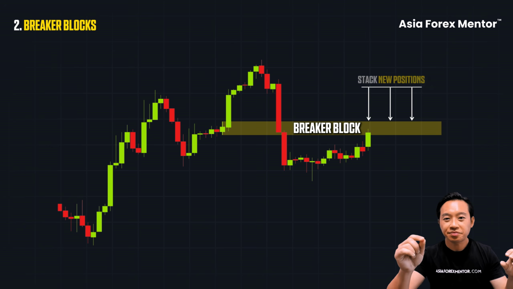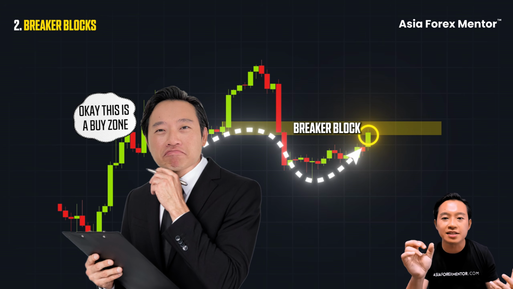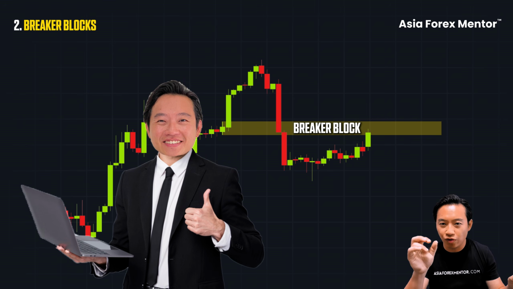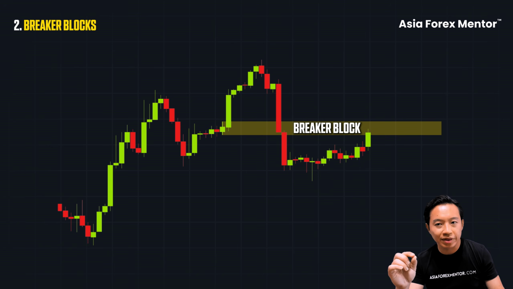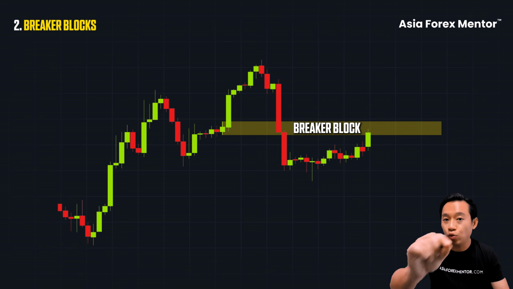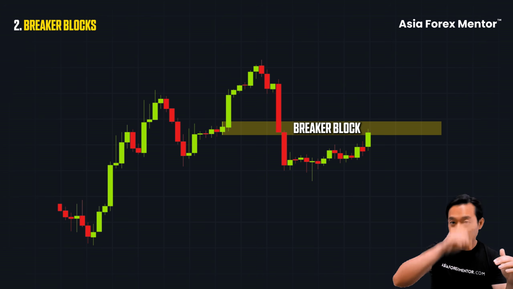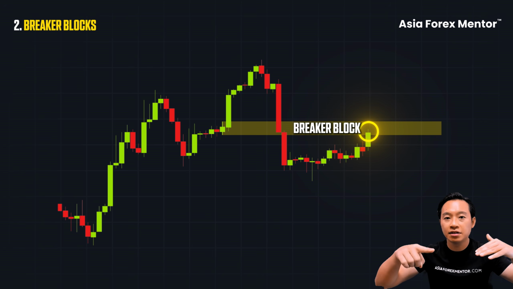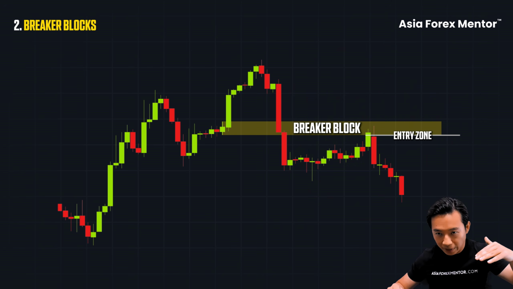Now, retail traders would probably still see it as, okay, this is a buy zone. No, but the smart money, the smart traders, will now recognize that this is now a breaker block. This is a trap that will work in your favor if you trade with it and not against it. So to trade the breaker block, we first wait for the break. Then, here's what happens next. When price retests it, that's your entry zone in the opposite direction to go back down.